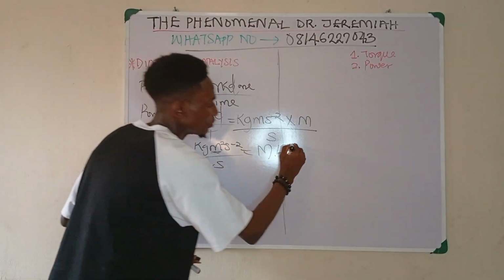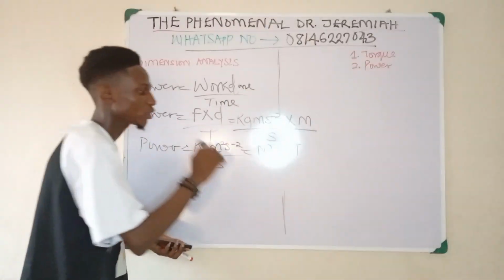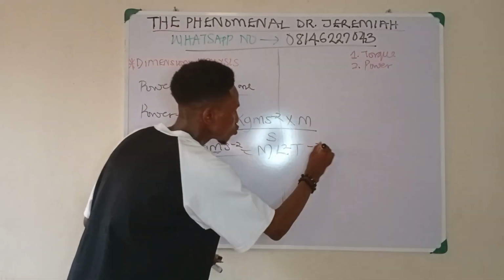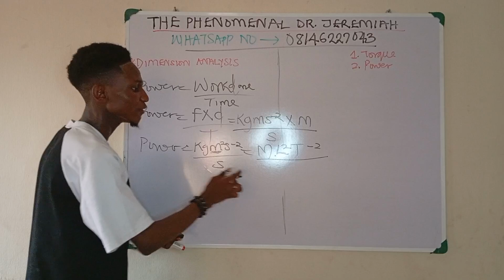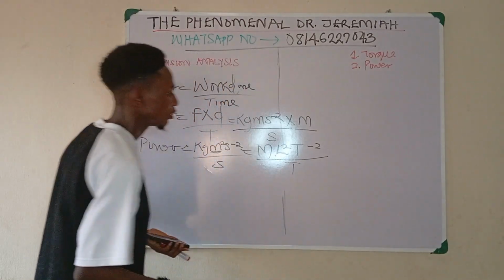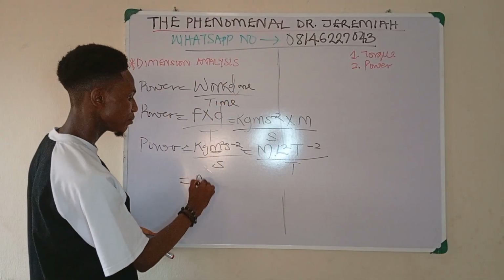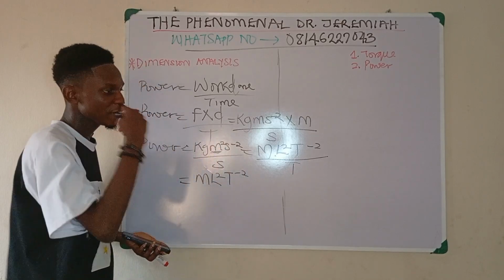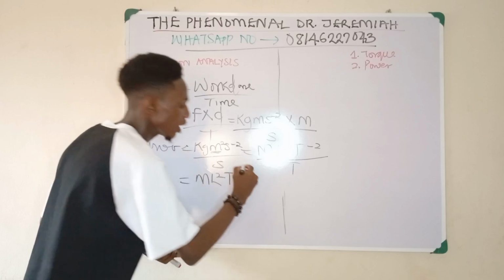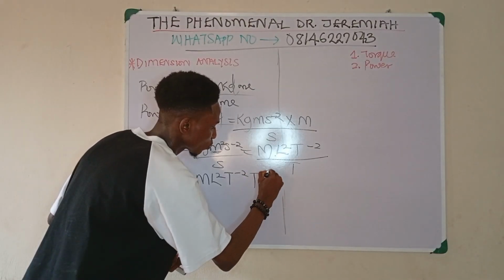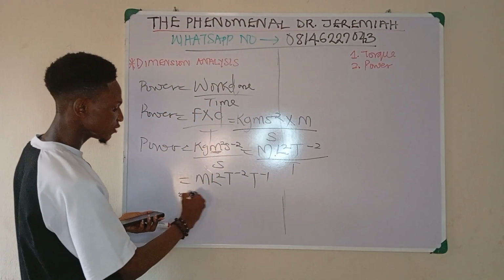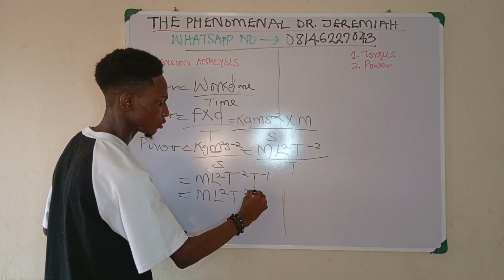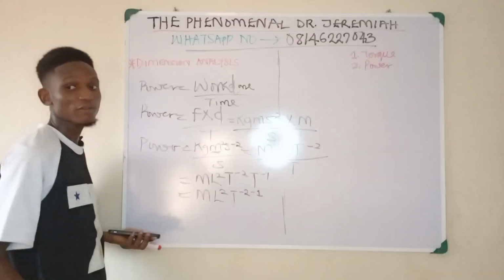Then s is time, that's second. The unit of time is second, so the dimension is T. Then minus 2 over the dimension of seconds, again time. So from there we now have ML^2 T^-2, and if you bring T up again from our laws of indices, you now have T^-1. If you want to express it in basic form, ML^2 T^(-2-1). You're adding the two of them to give you your final answer.